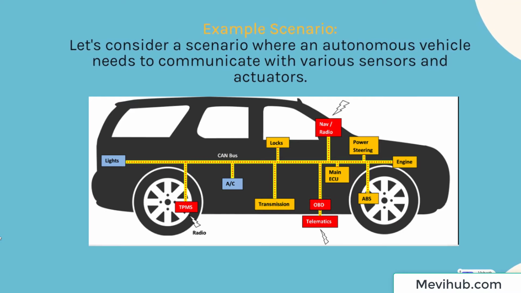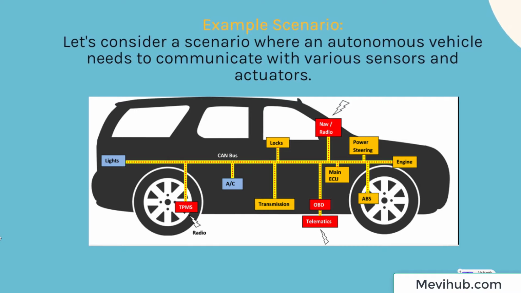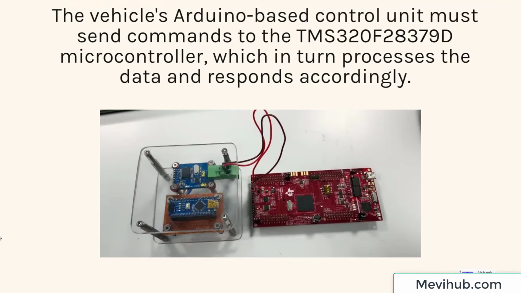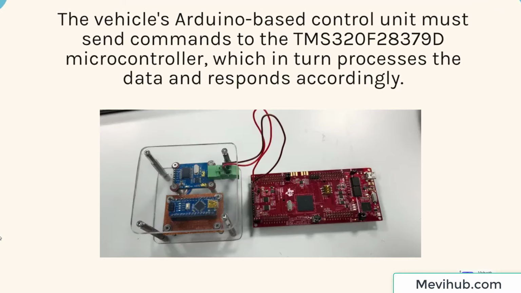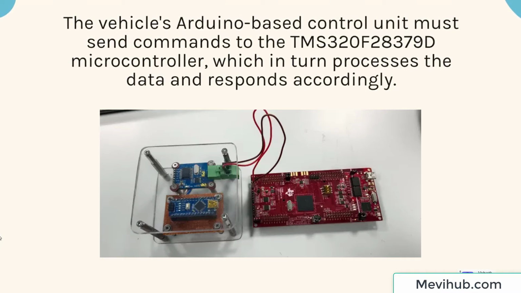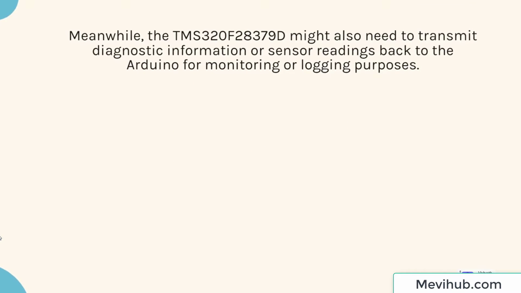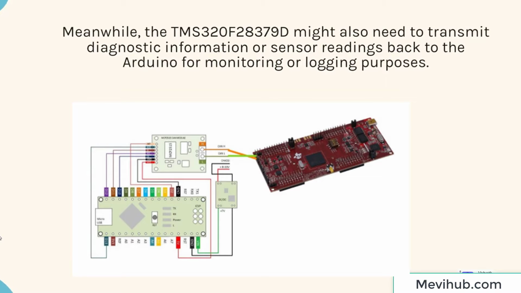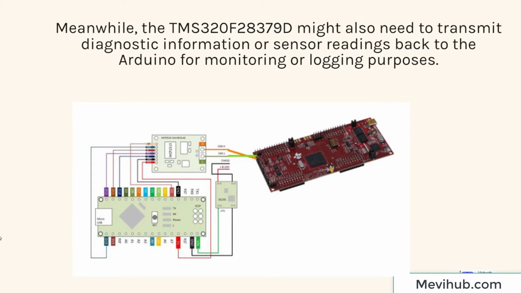Example scenario. Let's consider a scenario where an autonomous vehicle needs to communicate with various sensors and actuators. The vehicle's Arduino-based control unit must send commands to the TMS320F28379D microcontroller, which in turn processes the data and responds accordingly. Meanwhile, the TMS320F28379D might also need to transmit diagnostic information or sensor readings back to the Arduino for monitoring or logging purposes.